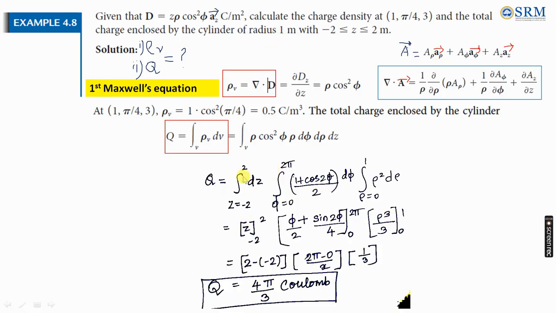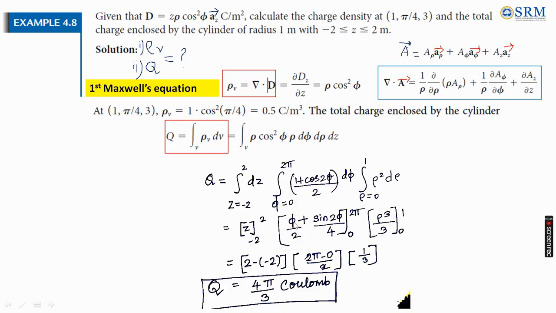If I do the integral of dz, it is z, and the integral of d phi is phi. That is already 1 by 2 is there, so 1 by 2 into phi plus cos 2 phi integral is sin 2 phi divided by 2, and already 1 by 2 is there, so 4. So 0 to 2 pi, this rho square d rho turns out to be rho cube by 3. The limits I have applied: substituting the upper limit minus the lower limit, I'll get 4 over here. Here, sine of multiples of n phi is 0, so this entire term will be 0.